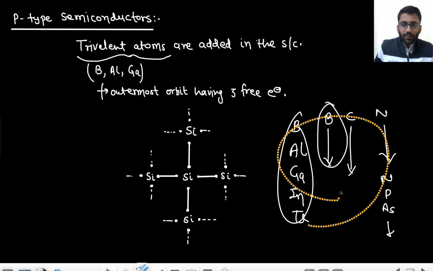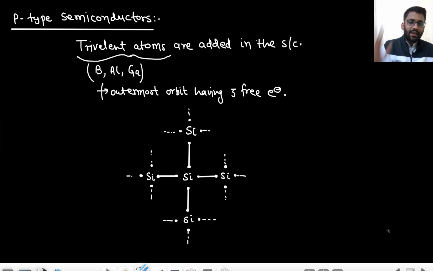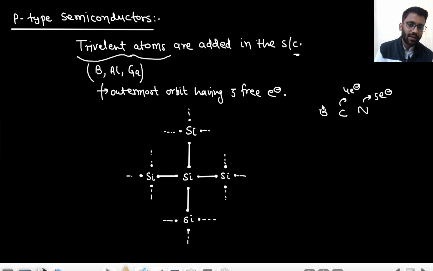So when you introduce a trivalent atom in the silicon, or in the semiconductor, how many electrons are there in the outermost orbit in case of a trivalent atom? Carbon has 4, boron will have 3, and nitrogen will have 5 electrons in the outermost orbit. So it is having only 3 electrons. Now we are doping boron here. What do you mean by doping?